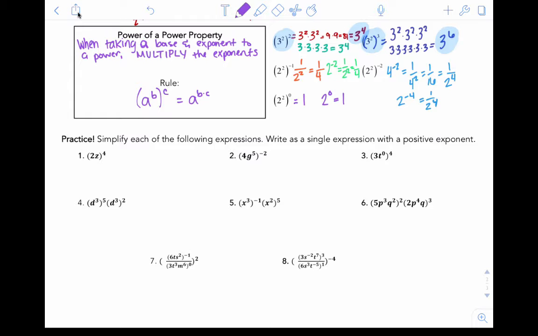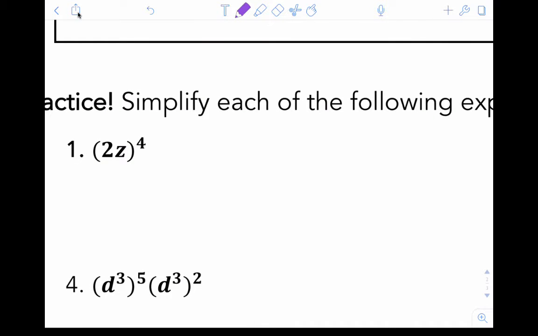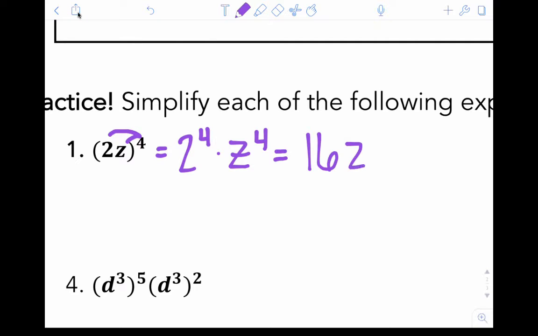So this first one, 2z to the 4th. Well, I'm going to use my power of a product rule, and I'm going to distribute that 4. So this would be 2 to the 4th times z to the 4th. And then I'm going to simplify that. I know 2 to the 4th is 16, so my answer is 16z to the 4th.